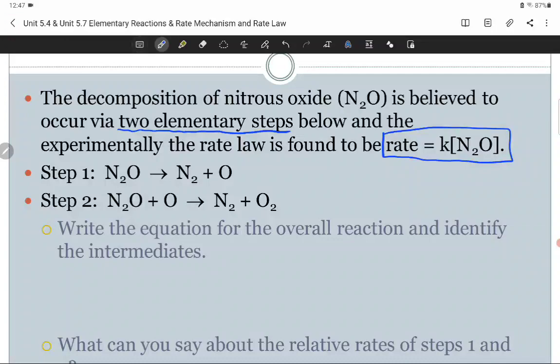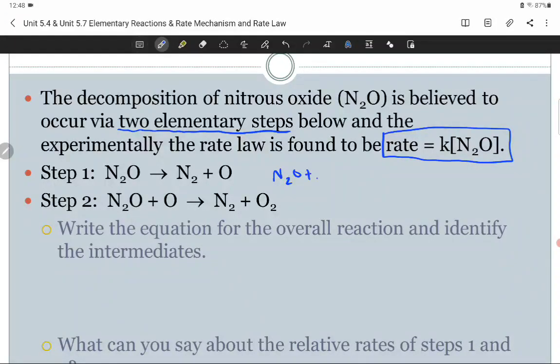It says write the equation for the overall reaction. So to write the overall reaction, we would just take all the reactants, put them on the reactant side, and all the products, put them on the product side, combining step 1 and step 2. If there's something identical on both sides, we can cancel that. So let's just write this completely out right now.